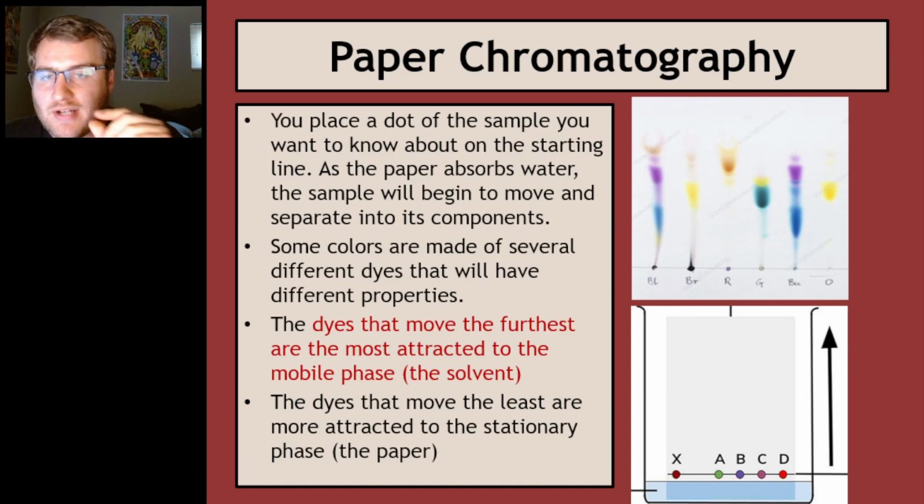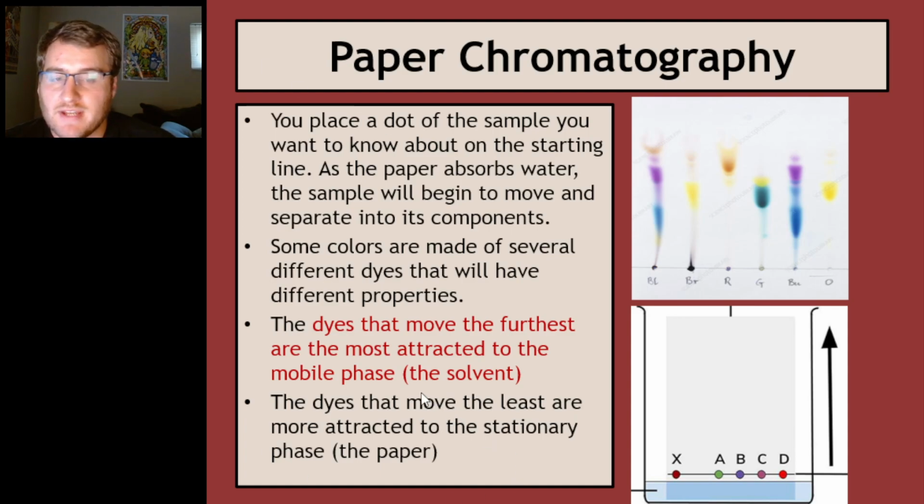It was slightly attracted to the water, but not nearly as much. Because of that, it doesn't physically travel up the paper as much. So the one that moved up the most is the most polar. The one that moved the least is the least polar because it's most attracted to the paper and less attracted to the solvent. Now this all flips around if you use a non-polar solvent in a polar piece of paper, but that's a really rare example. But pay attention to your phases.